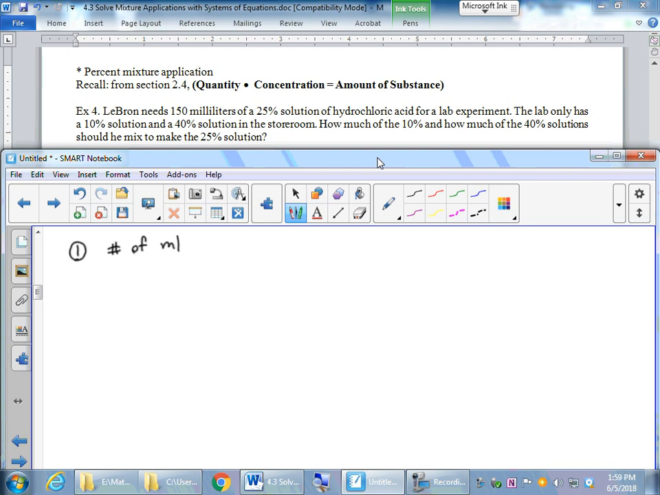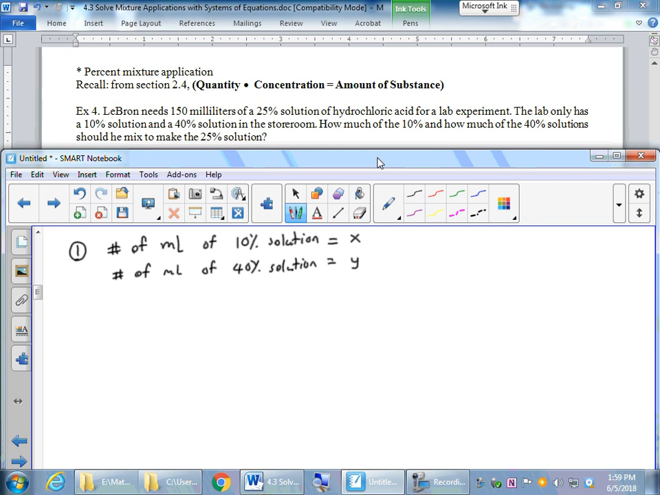milliliters of 10% solution, and we don't know the number of milliliters of 40% solution. So let that be x and y.